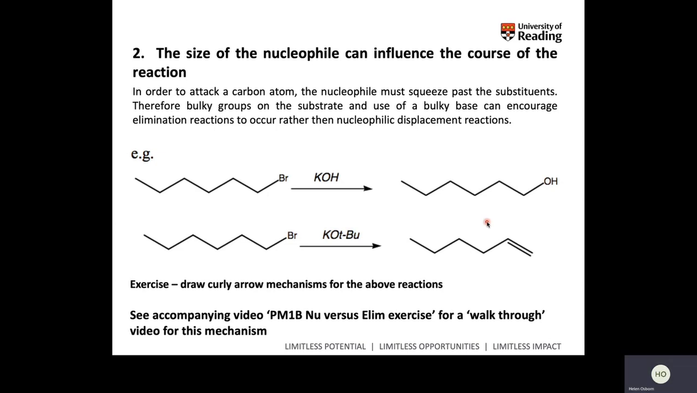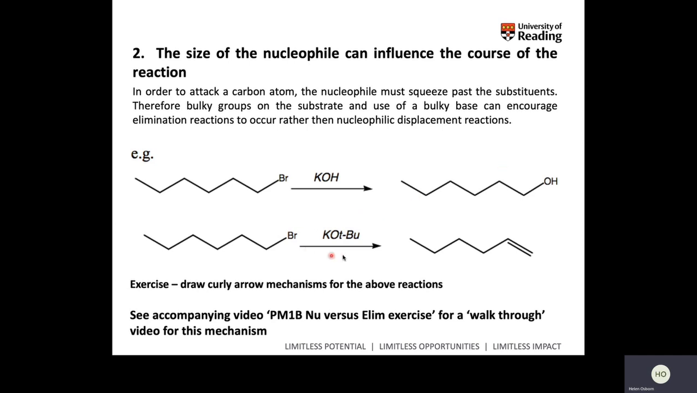So I've discussed in words and with a little bit of laser pointer annotation how this reaction goes, but I have another exercise for you to try here. I'd like you to draw the curly arrow mechanisms for the above reactions. So I'd like you to think, for this case here, if this was to react with K+, OH-, what would the arrows be to get us through to this alcohol product?